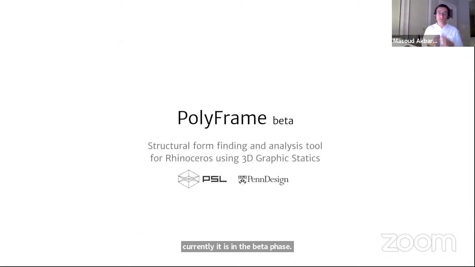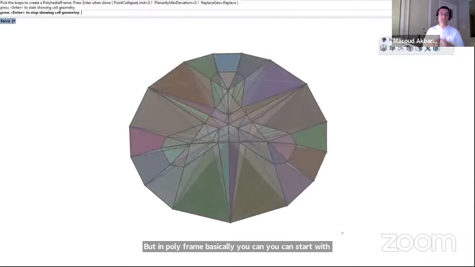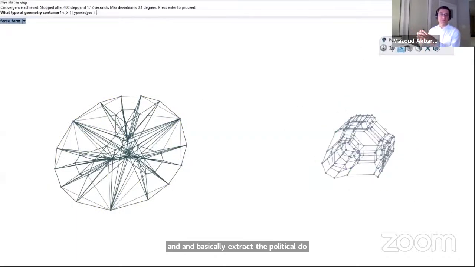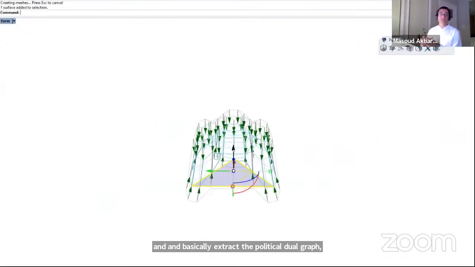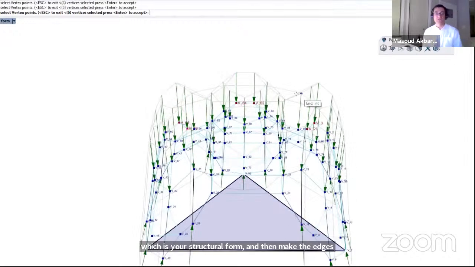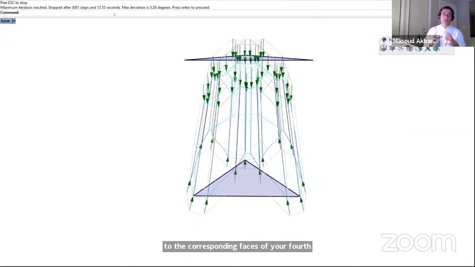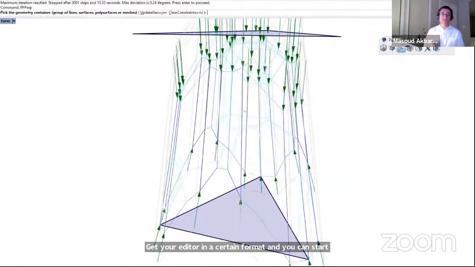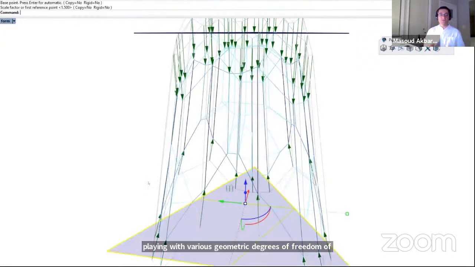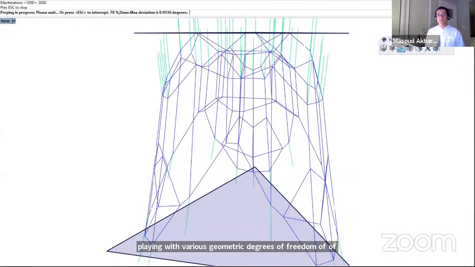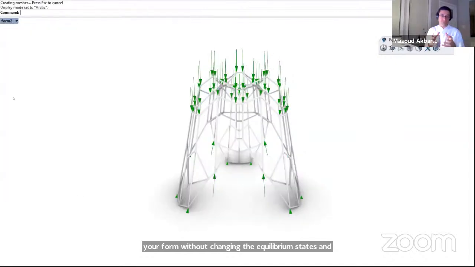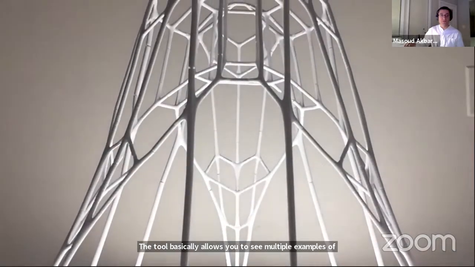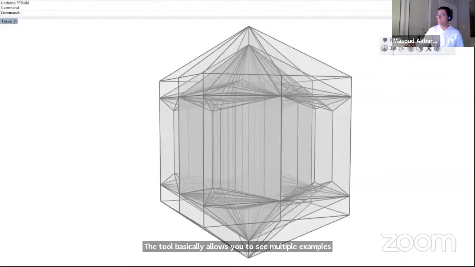In Polyframe, basically you can start with this geometry of the force distribution as an input and extract the topological dual graph, which is your structural form, and then make the edges of the structural form perpendicular to the corresponding faces of your force distribution, and basically get your funicular structural form. And you can start playing with various geometric degrees of freedom of your form without changing the equilibrium state. And obviously the tool basically allows you to do so. So you see multiple examples of the structures designed using the same principle, right?